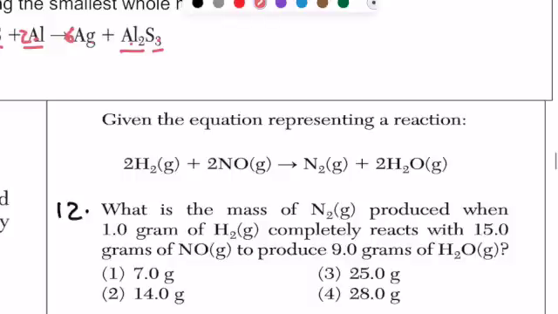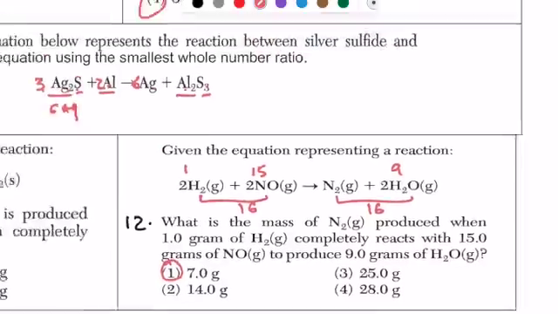And then a similar question: what's the mass of N2 produced when we have 1 gram of hydrogen completely react with 15 grams of NO to produce 9 grams of water? The total mass on this side is 16. That means the total on this side should also be 16. So you can just do 16 minus 9, and that should give you how much nitrogen is produced. That's about 7 grams. And you don't have to worry about the coefficients or anything in this case.